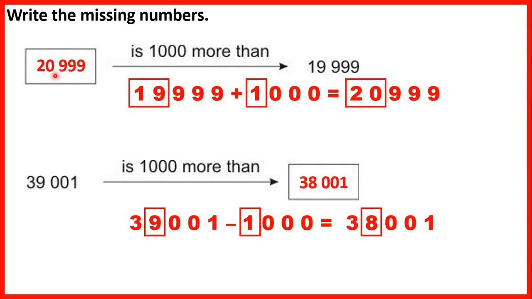We have a larger number is more than a smaller number, and that makes sense because this number is larger or more than this number. And again here, we have a larger number is more than a smaller number, because this number, 39,001, is more or larger than 38,001.